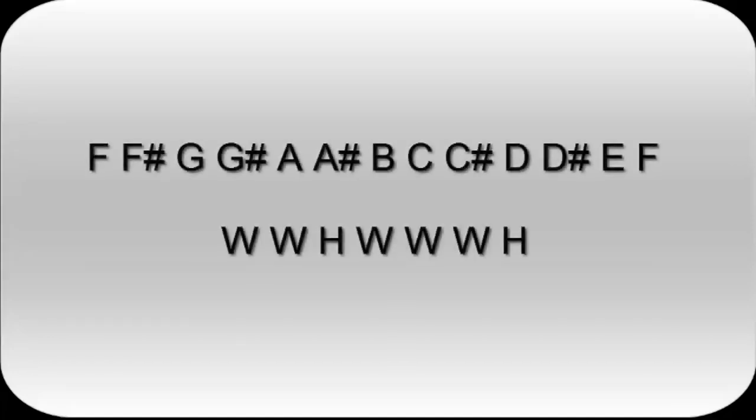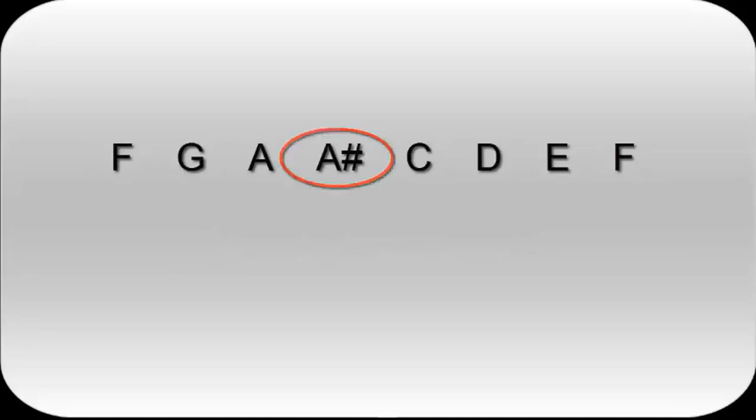Pretty simple, right? Next, we're going to build the F major scale. That is the major pattern starting on the note F. F, whole step to G, whole step to A, half step to A sharp, whole step to C, whole step to D, another whole step to E, and another half step to F. You're going to notice something peculiar about this scale. We have 2 forms of A and no B.